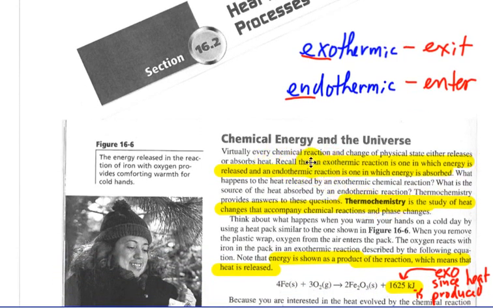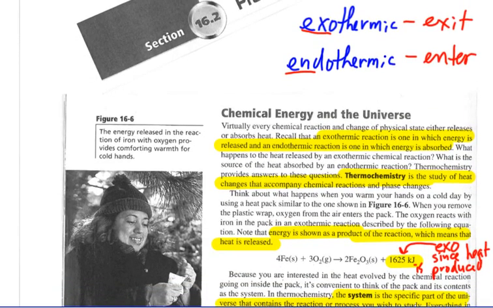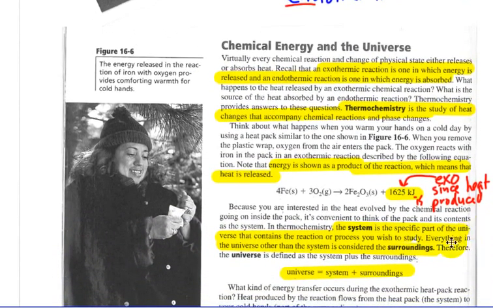So if we look here, virtually every reaction and change in physical state either releases or absorbs heat. An exothermic reaction is one in which energy is released, so it's exiting an area. And an endothermic one is one in which energy is absorbed, or the energy is entering an area. So of course, thermochemistry is the study of heat changes that accompany chemical reactions and also phase changes that we saw in HT1. If we look at how we can represent exothermic and endothermic reactions, here's one way.